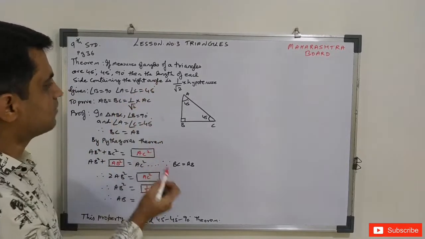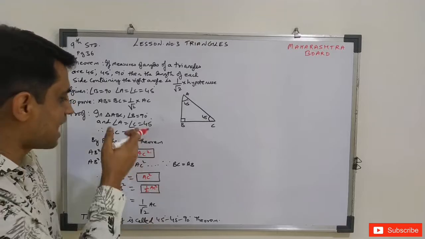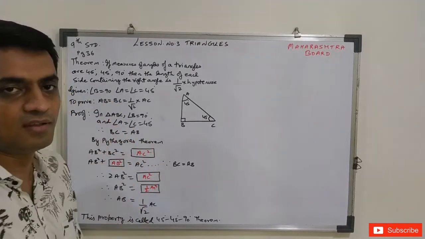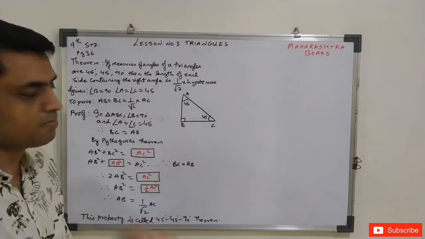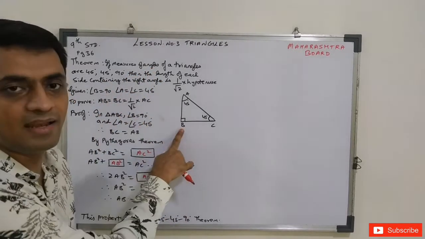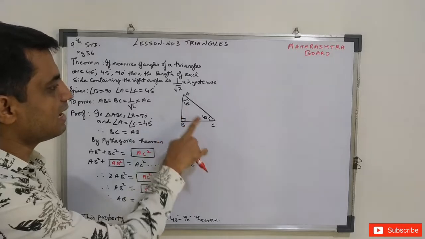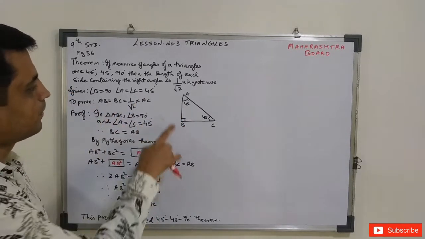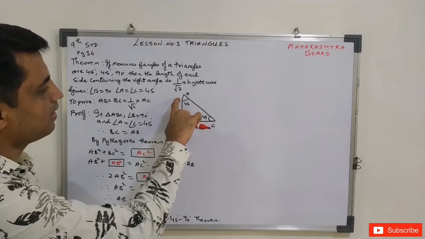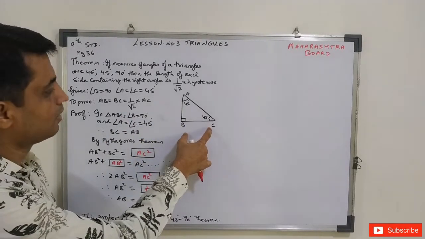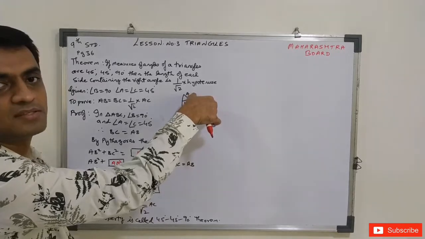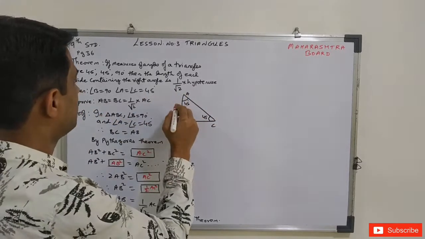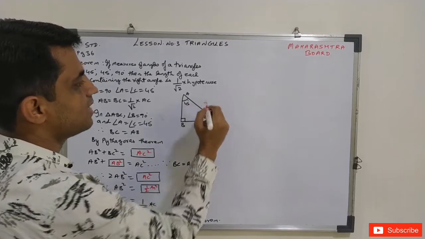Now what is given in your textbook, they have directly started with the proof. Here we have written given, to prove, and everything. Now what does this statement mean? This statement means that angle B is 90 degrees and angle A and angle C are 45 each. Now what they are asking you is to prove that this AB and this BC are 1 upon root 2 of AC.